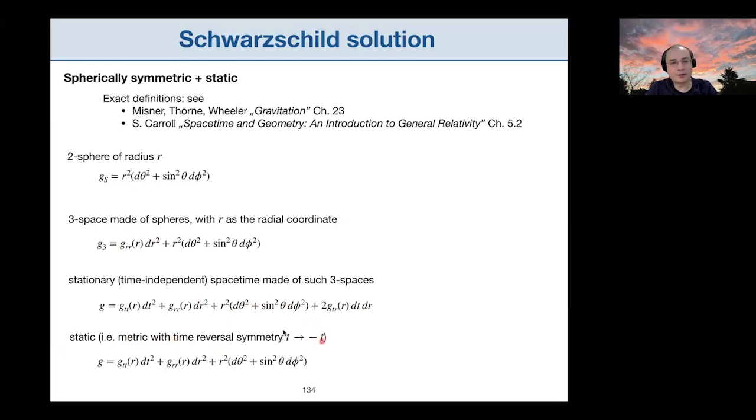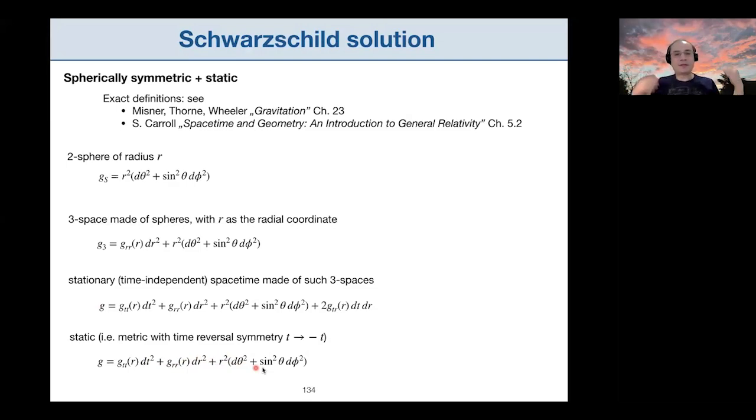We assume the time reversal symmetry. This means that this term is not possible, because if we reverse the time, dt changes into minus dt, and the sign here flips. This doesn't happen with this term. So assuming the time reversal symmetry, we're just left with g_tt of r, some kind of function of r, dt squared, g_rr of r, another function, dr squared, plus r squared, the metric of a two-sphere.